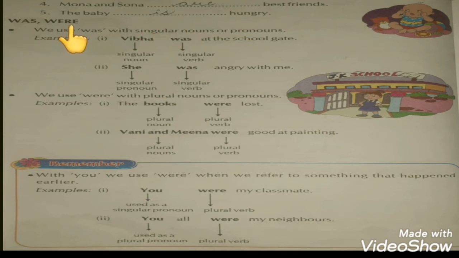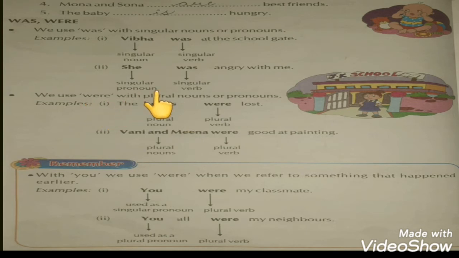Was and were. Now we will come to was and were. Was and were are also verbs. We use was with singular nouns or pronouns. As you can see in the example, Viva and she are a singular noun and a singular pronoun. With both of these we use was, which is a singular verb.